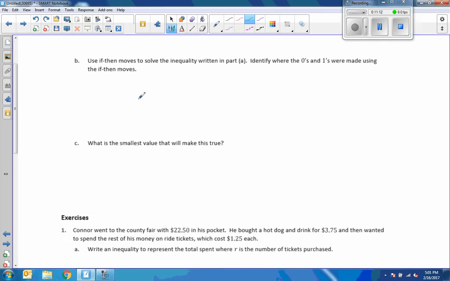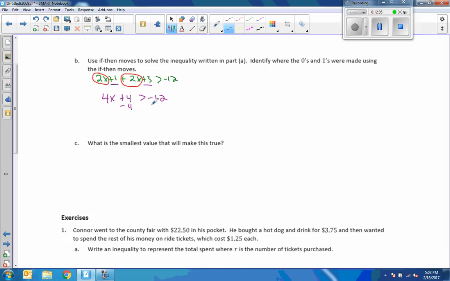Now it says use if-then moves to solve the inequality written in part A, and identify where the zeros and ones were made using the if-then moves. Okay. So I'm going to rewrite that again. That's 2x plus 1 plus 2x plus 3 is greater than negative 12. Now, if I combine like terms, some of you are still struggling with that. They're apples and oranges. 2x is an x term. 1 is a constant. 3 is a constant. They don't have a variable with them. They are not like terms. Plus signs separate terms. So 2x plus 2x is 4x. 1 plus 3 is 4. It's greater than negative 12.